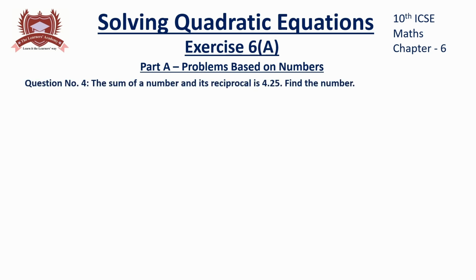Now this is question number 4. The sum of a number and its reciprocal is 4.25. Find the numbers. This is quite interesting because so far everything was given in fractions. Now they have given it in a decimal.